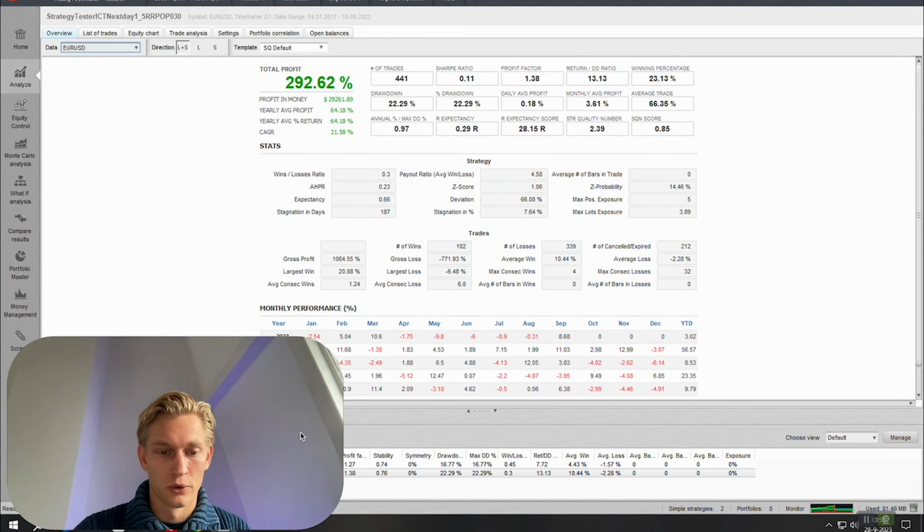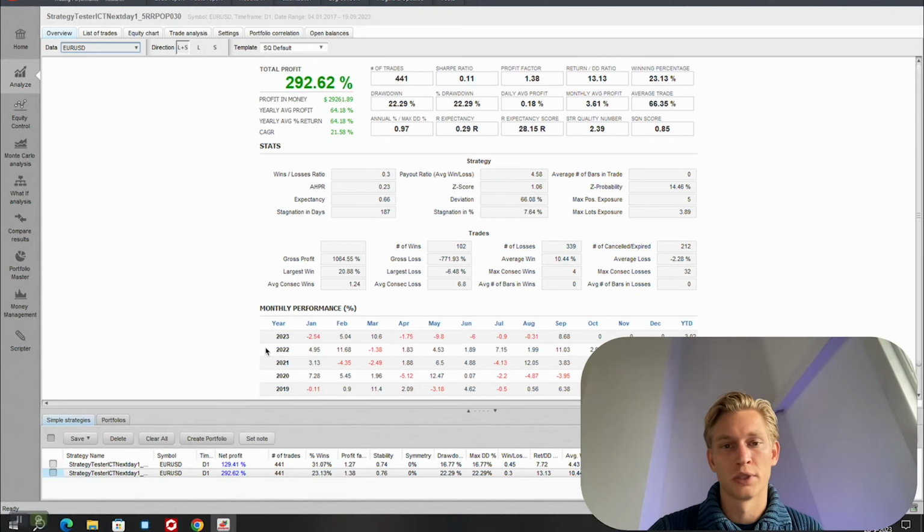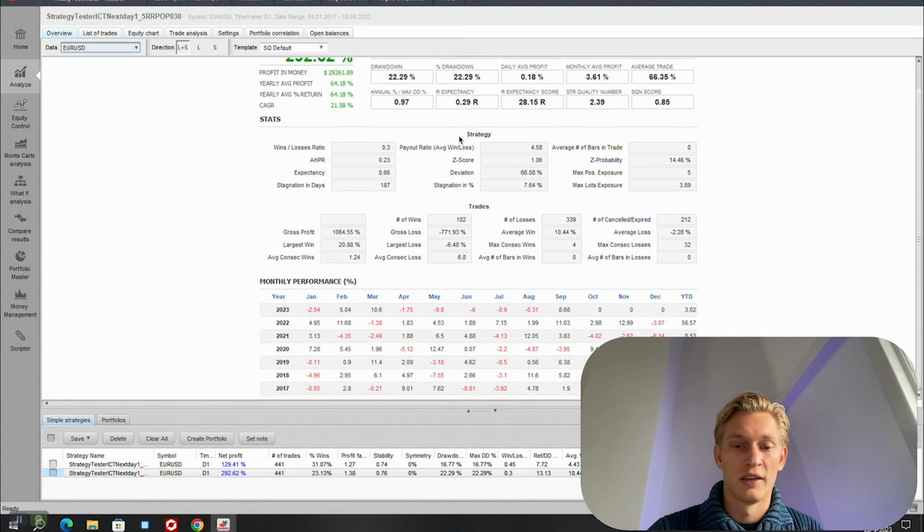So this is overall return of 292% with 1% risk per trade. 22% drawdown, pretty high drawdown, but still a really nice strategy, and it is just one pair. So the next thing I'm gonna do is of course backtest this on other pairs, build a portfolio of pairs, and then see how much profits this strategy can make.